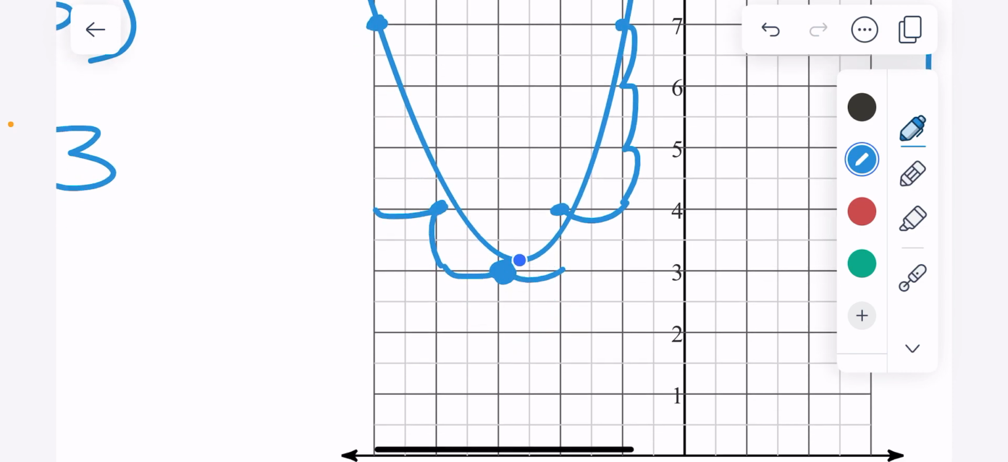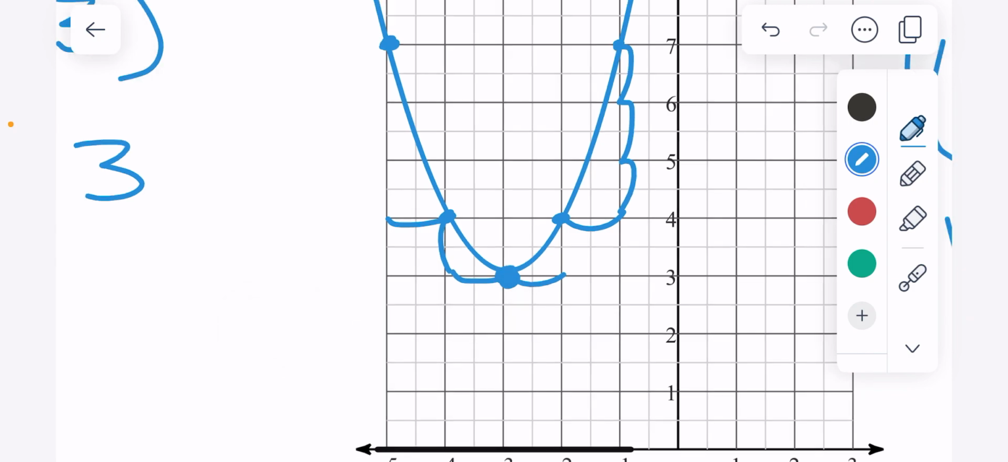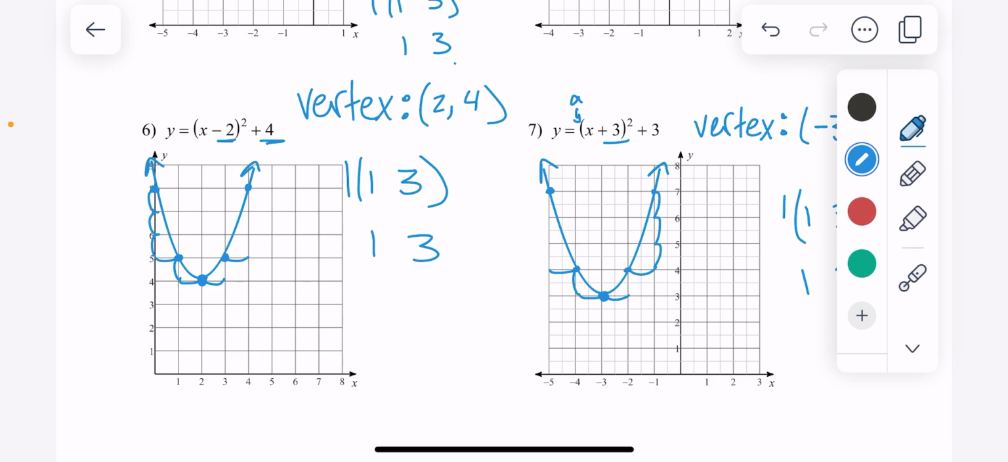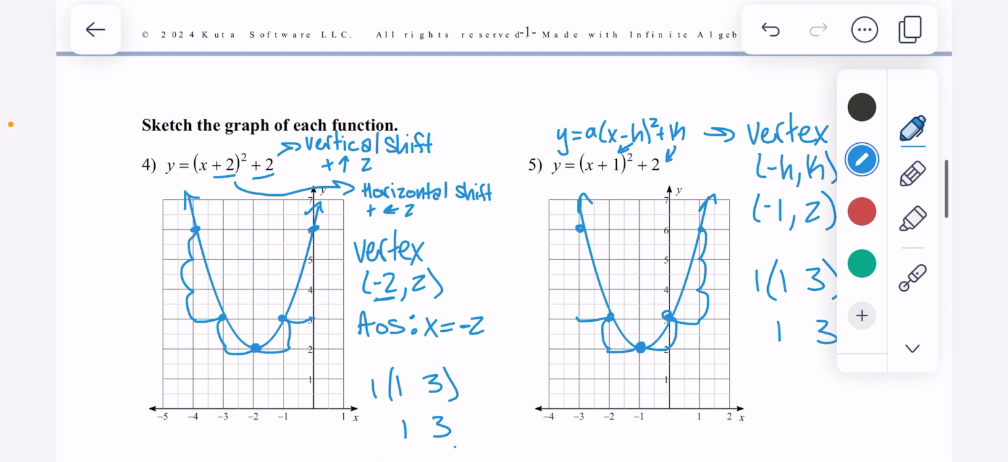Oh, those are the prettiest. It's okay. Cool. And that's all we have to do to graph. So find the vertex, use the 1, 3 method. That's how we'll do all of these.